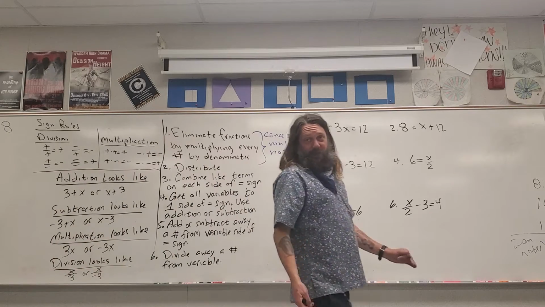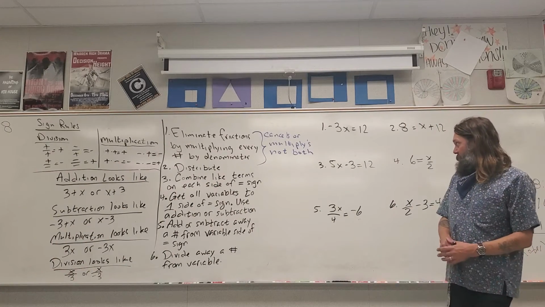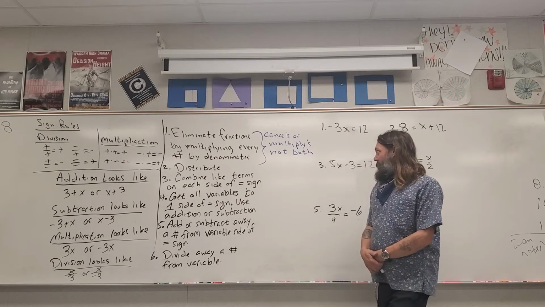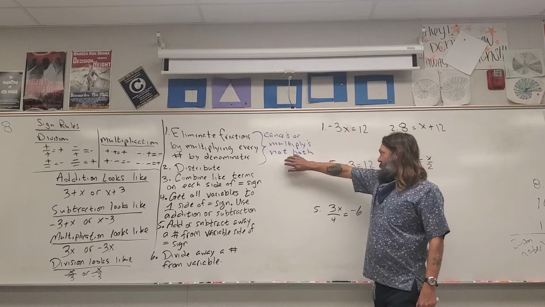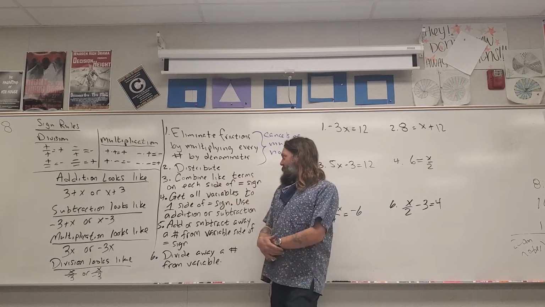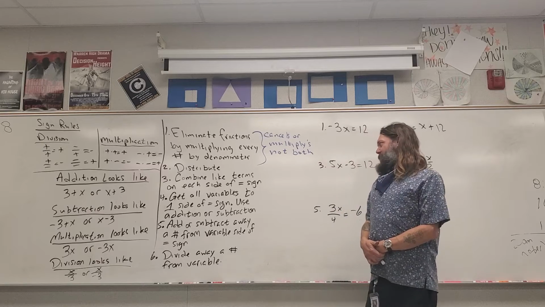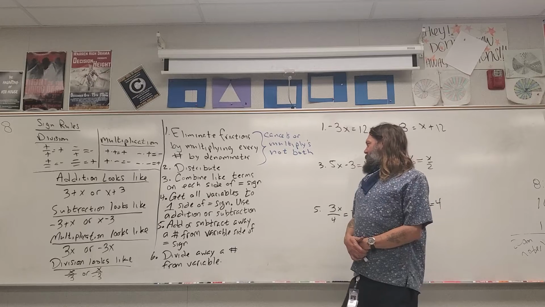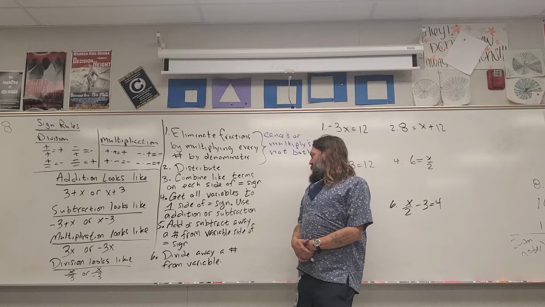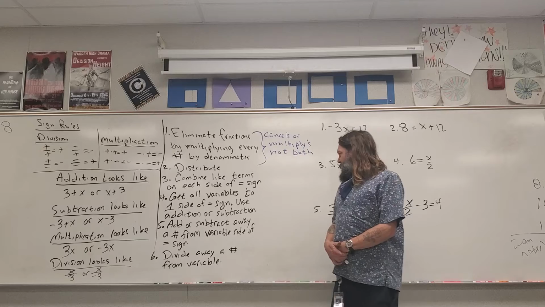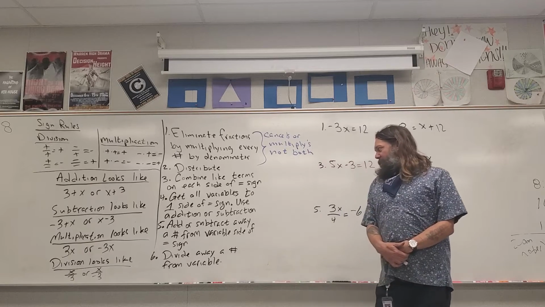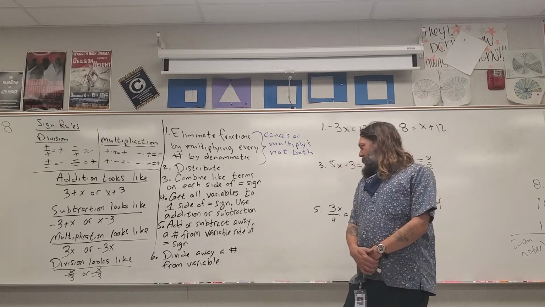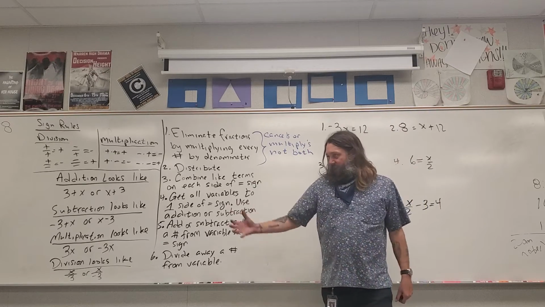Then I have my 6 steps that I need to solve any equation in order. Eliminate fractions by multiplying every number by the denominator. Remember, it either cancels or multiplies, but it does not do both. The second step is to distribute. Our third step is to combine like terms on each side of the equal sign. The fourth step is to get all variables to one side of the equal sign. Use addition or subtraction. Our fifth step is add or subtract away a number from the variable side of the equal sign. And our sixth step is to divide away a number from the variable. These are the 6 steps.